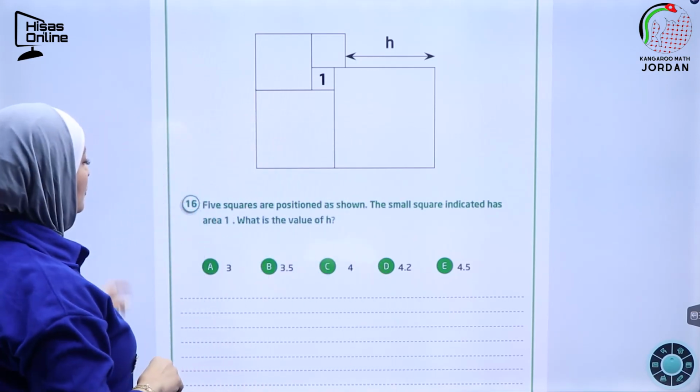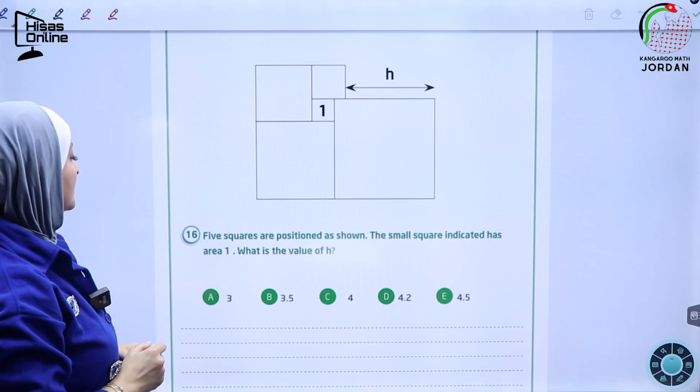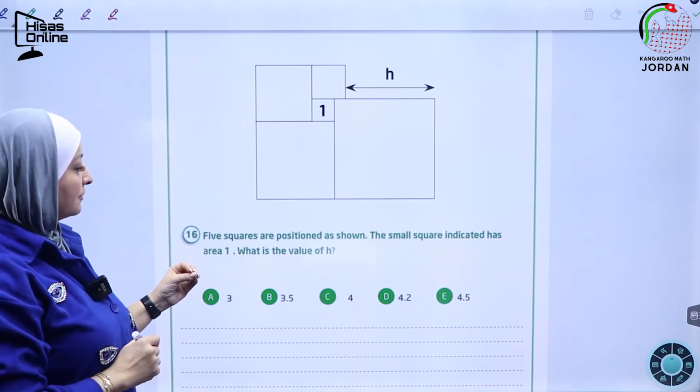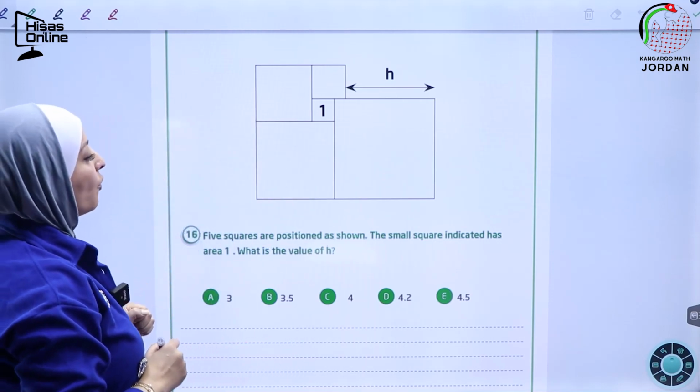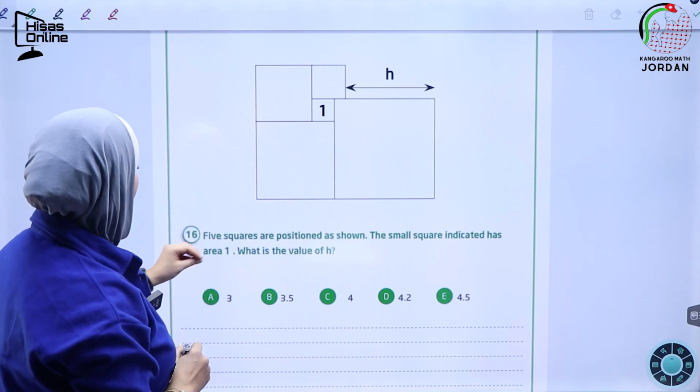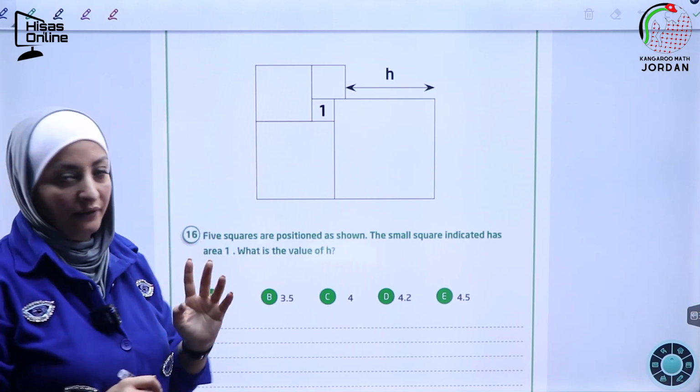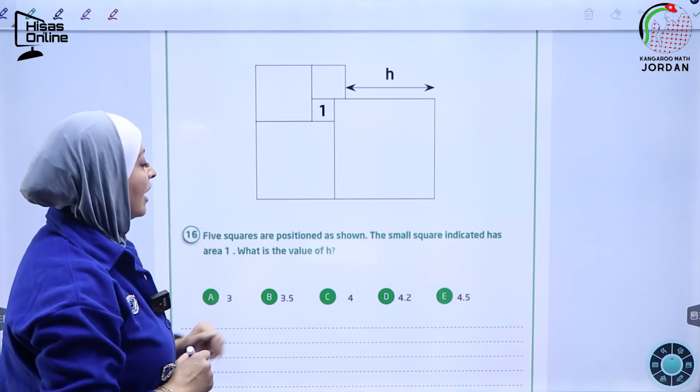Okay, let's read the question first. This question says, 5 squares are positioned as shown, as you see. The small square indicated has an area of one square unit. What's the value of h?